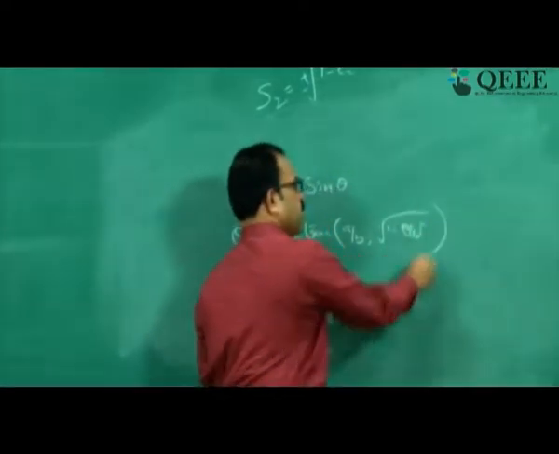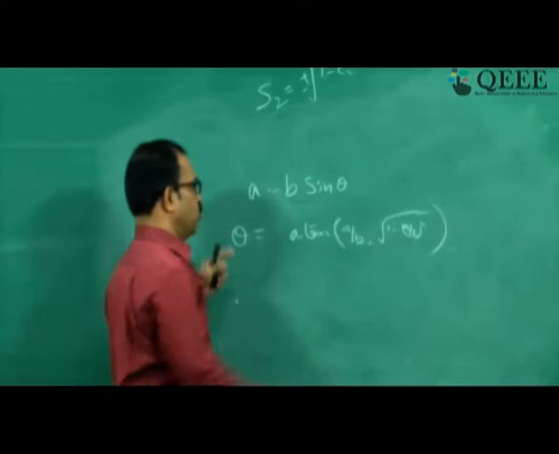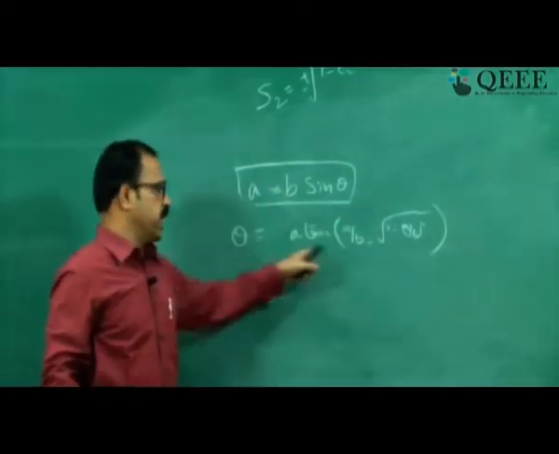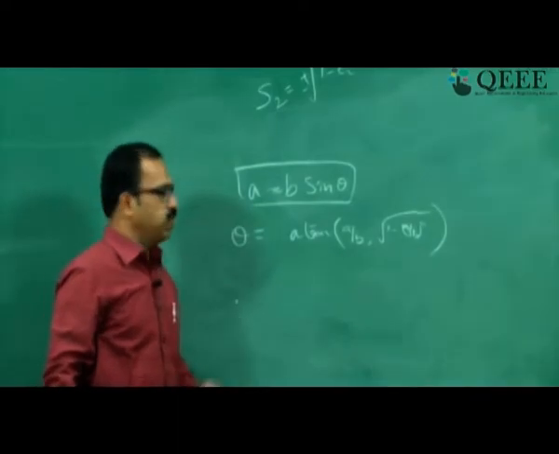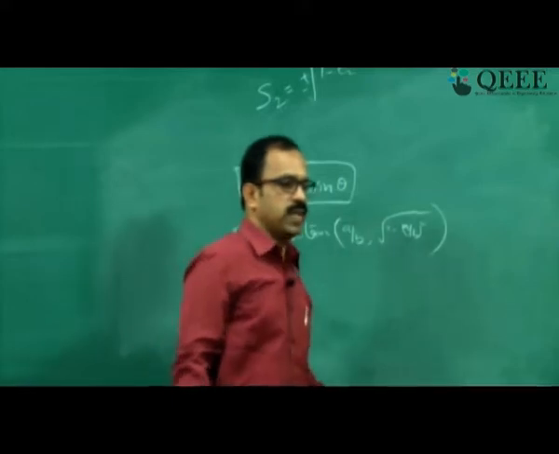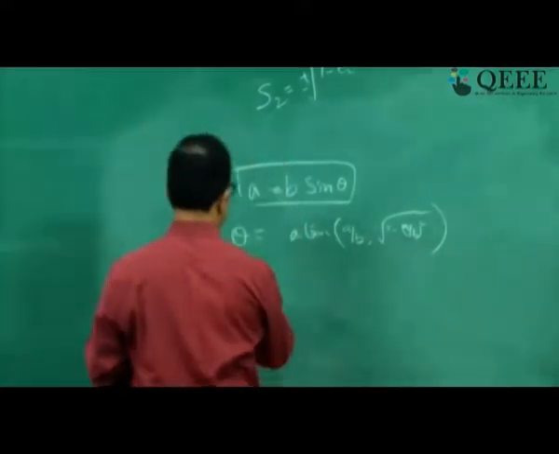So this is the way you do the solution. Once you can bring this equation to this format, you can get theta directly. The other one is A is equal to B cos theta, which you can also solve the same way.